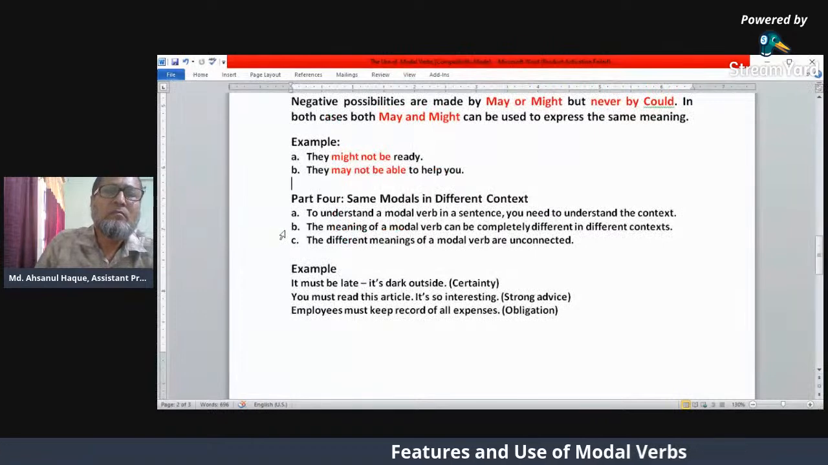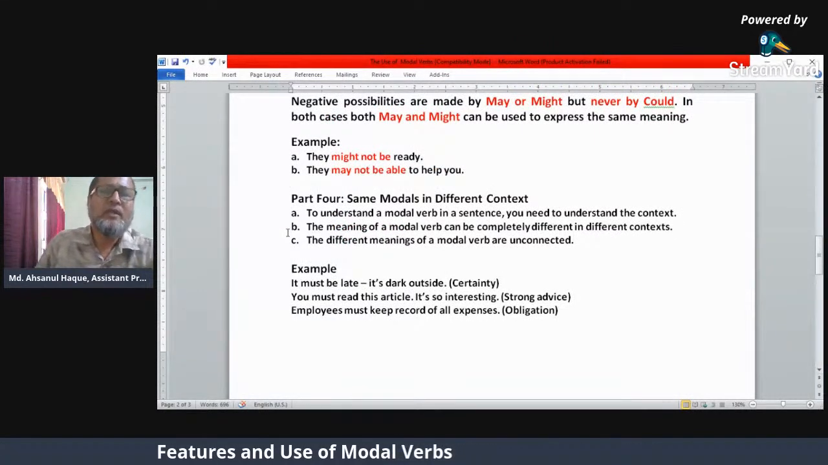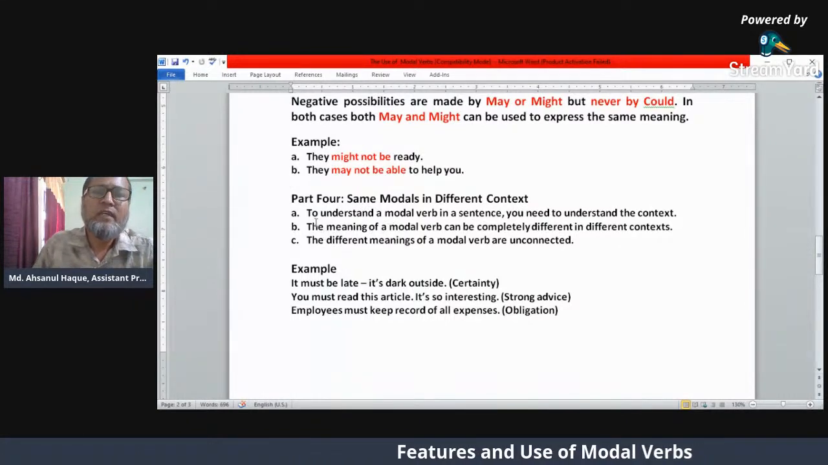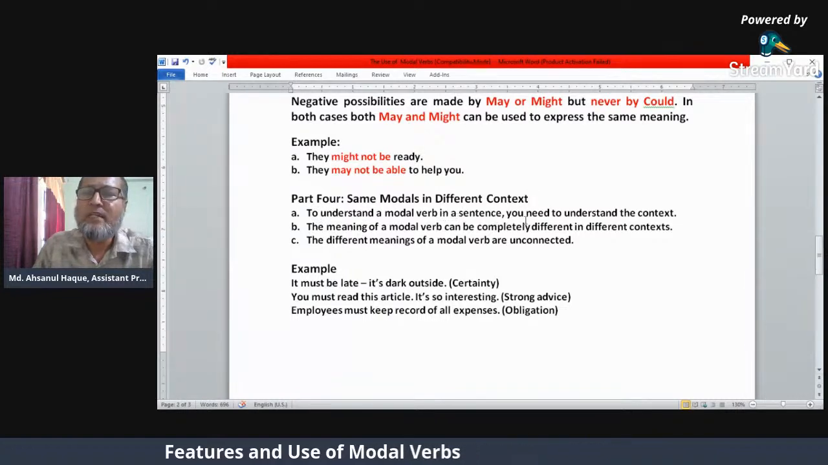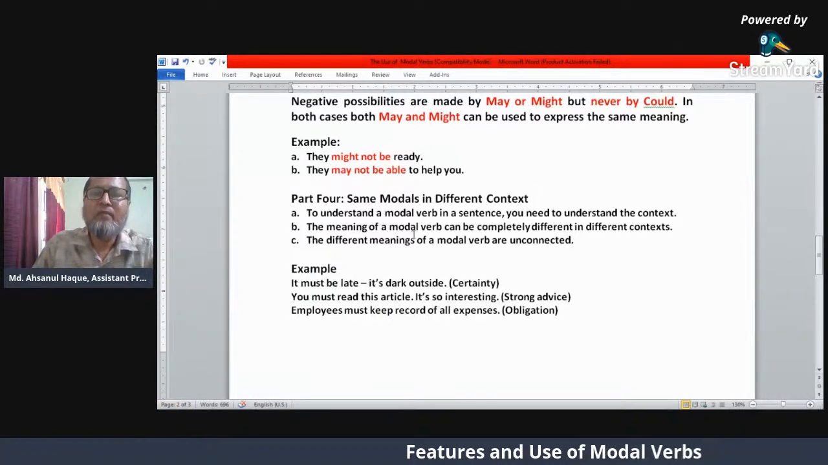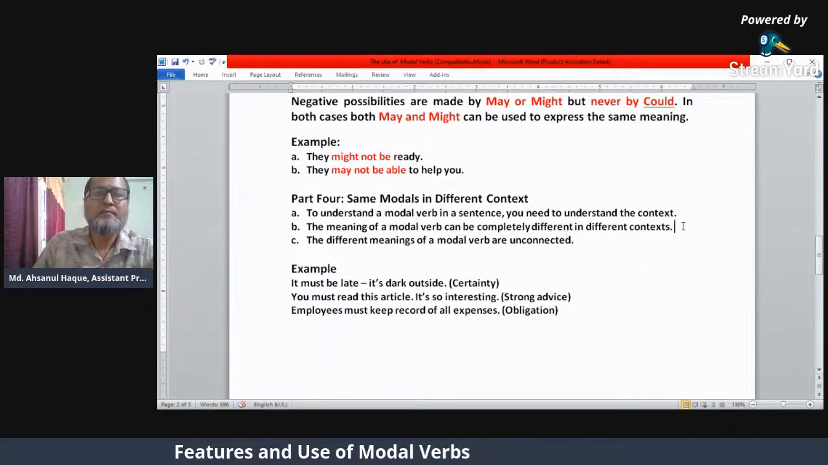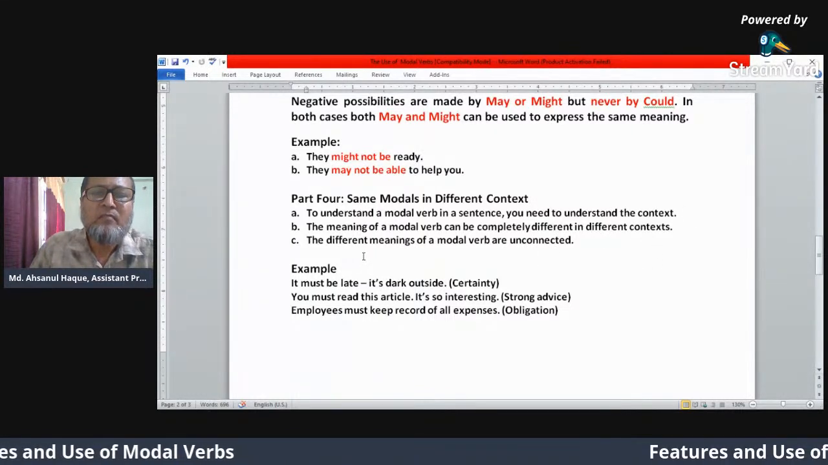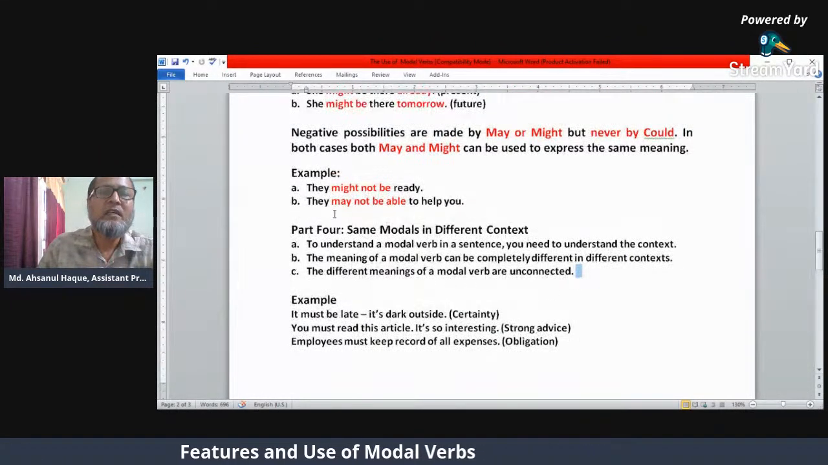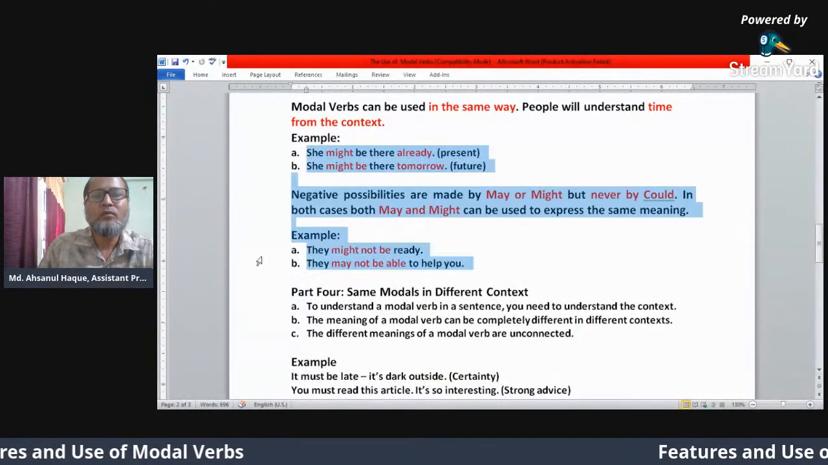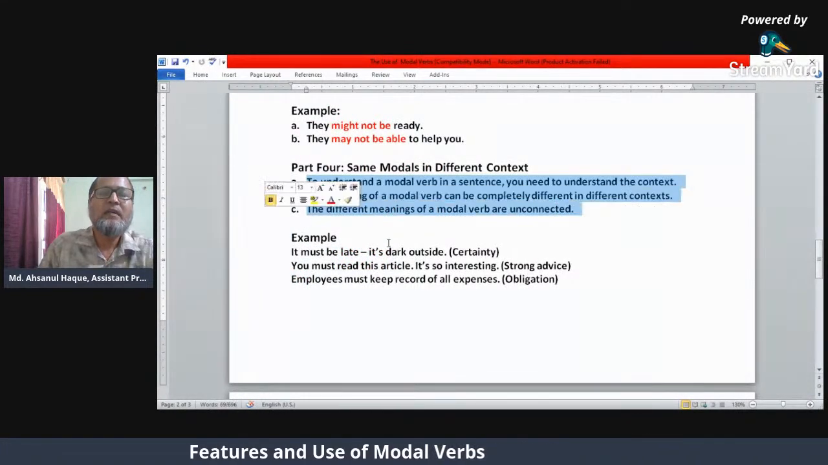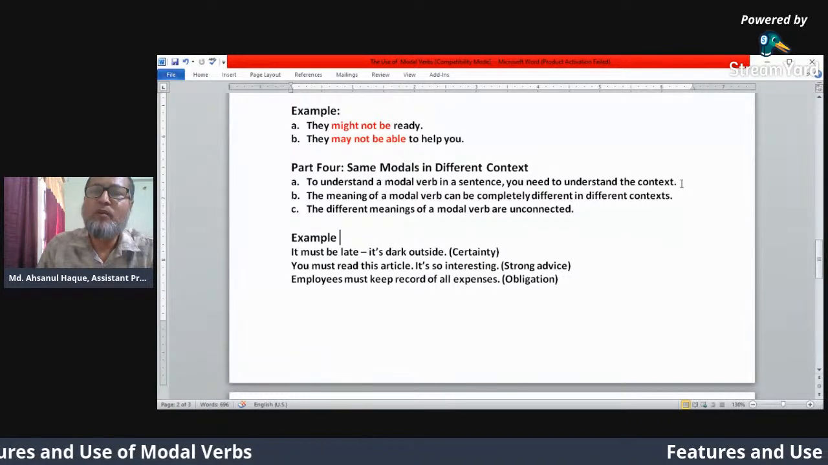Now, you try to understand another very important aspect. Same modals in different contexts. To understand a modal verb in a sentence, you need to understand the context. So context is very important. The meaning of a modal verb can be completely different in different contexts. The different meanings of a modal verb are unconnected. I've already discussed all these things in all the examples. That means there are three features, characteristics of the modal verbs. Context is very important.